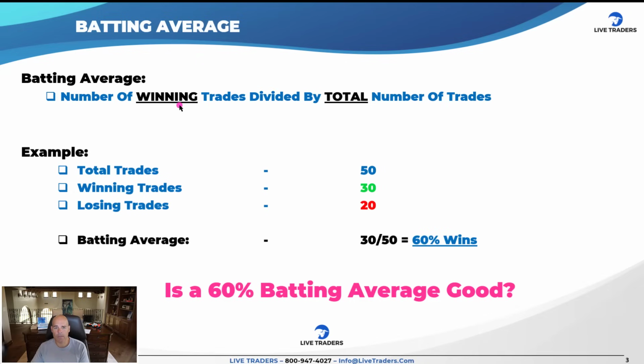Number of winning trades divided by total number of trades is your batting average. People are like, duh, Jared, I'm not in first grade. I get that, but yet your actions show that you're in kindergarten, right? So if you had 50 total trades and 30 were winners and 20 were losers, well, you'd have a 60% batting average, right? 60% wins. The question is, is a 60% batting average good? That's the point of the slide.